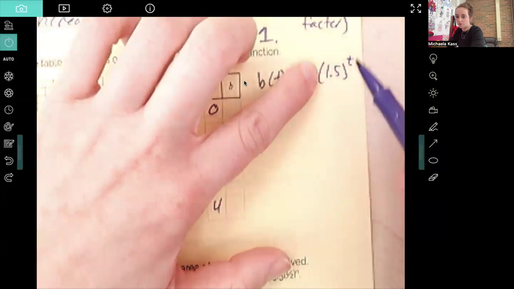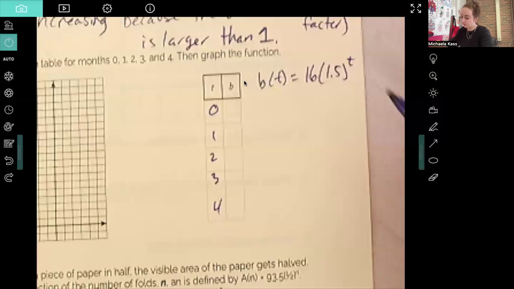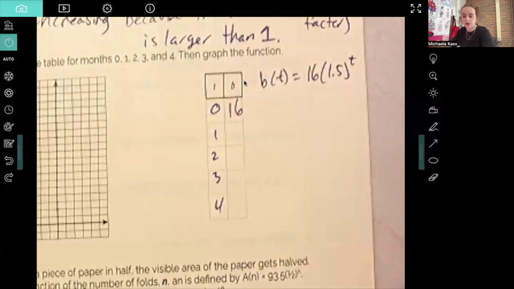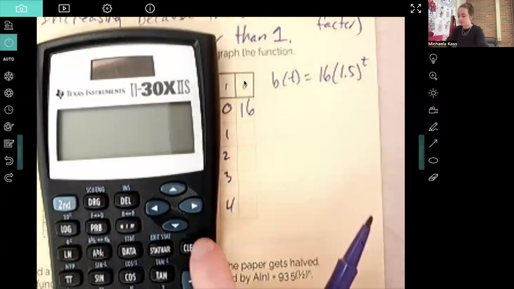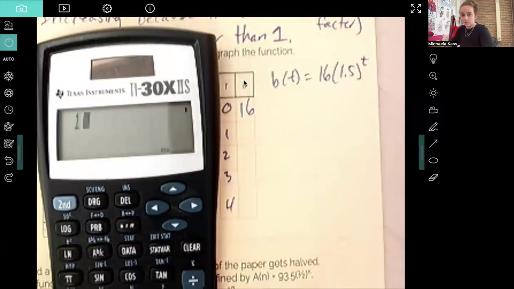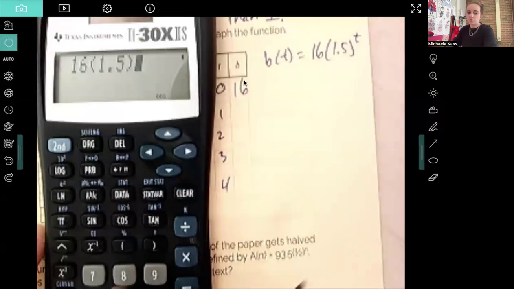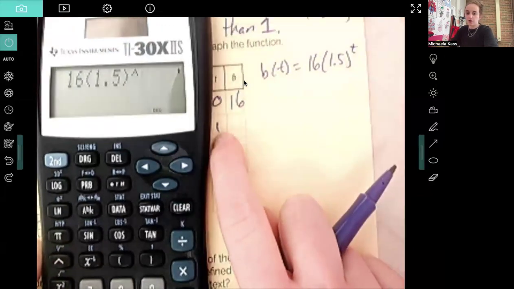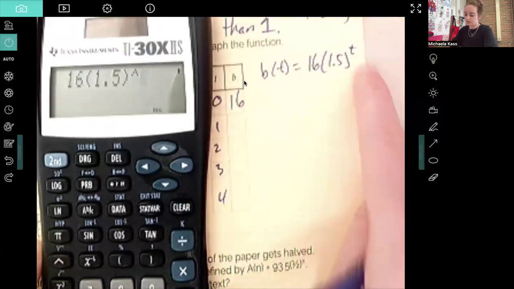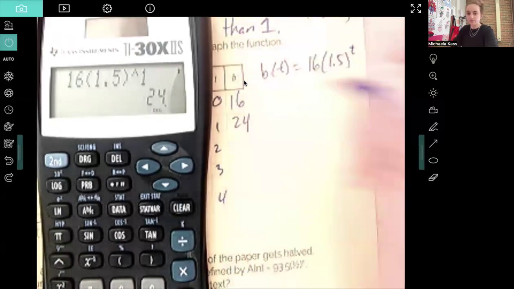So this is all going to be 1 times 16, the initial value. 16 is first. Now you may want to grab your calculator and let's follow along. So we have 16 parentheses 1.5. And now you have to push this caret key over here. And we're going to raise it to the power of 1. We're replacing T with 1. Push enter, we get 24.